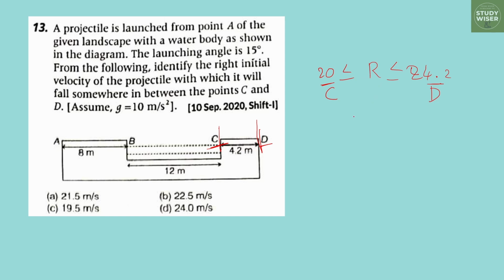అంటే మనకు రేంజ్ ఫార్ములా ఏంటి? 20 is less than or equal to U square sin square 2θ by G is less than or equal to 24.2. sin 2θ అంటే θ 15 ఇచ్చాడు, sin 2θ sin 30, 1/2, sin square 1/4 అవుద్ది.